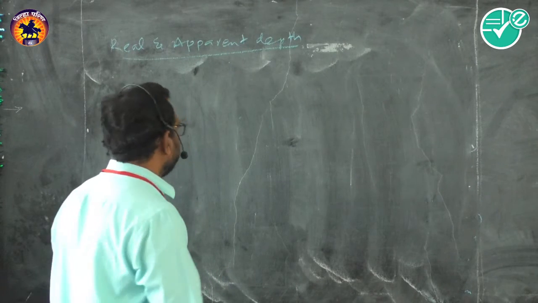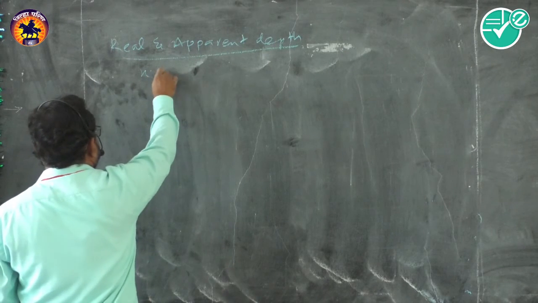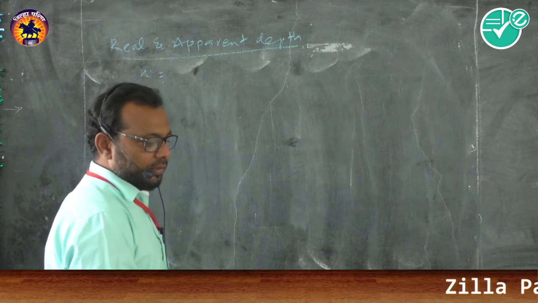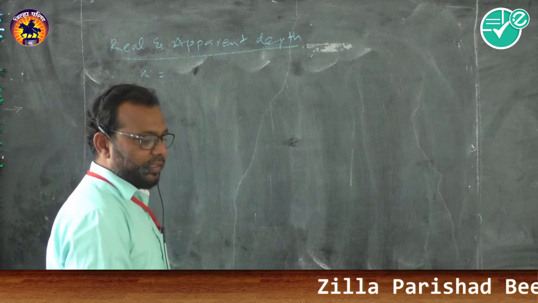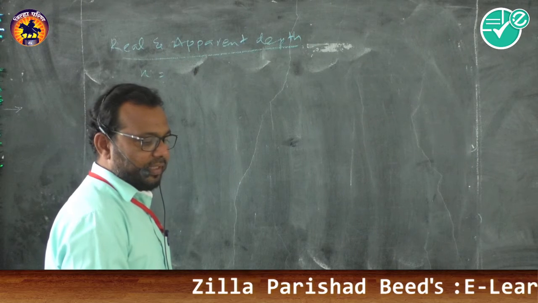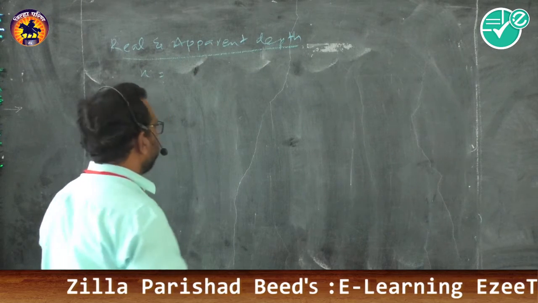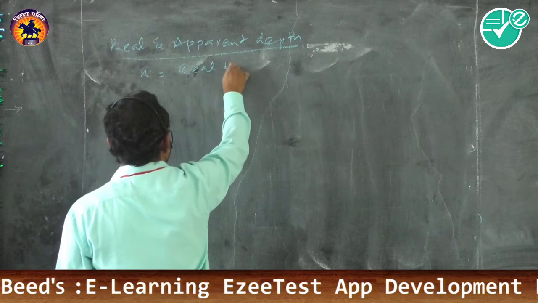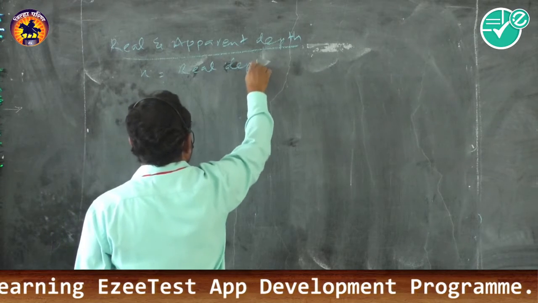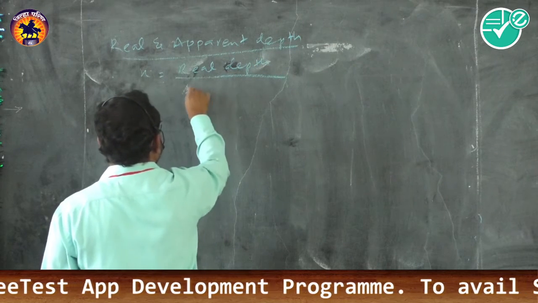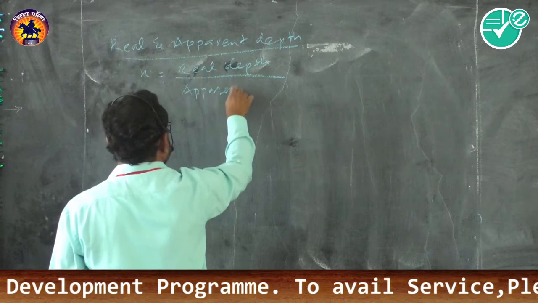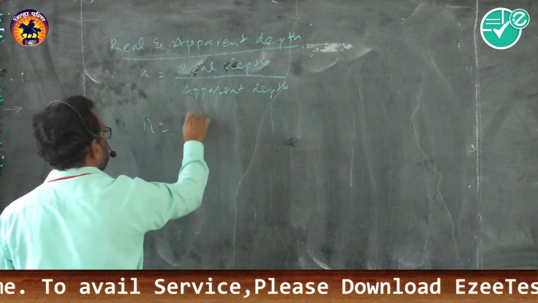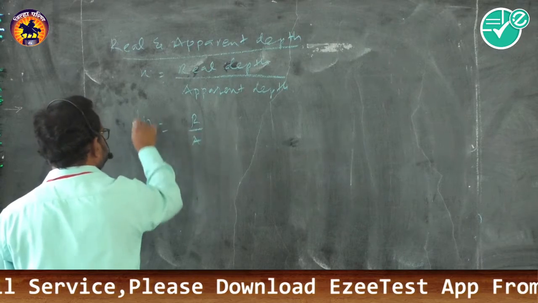Okay, so the refractive index is denoted by n. It is the ratio of real depth upon apparent depth. n is equal to real depth divided by apparent depth. This is the formula: n is equal to R upon A.